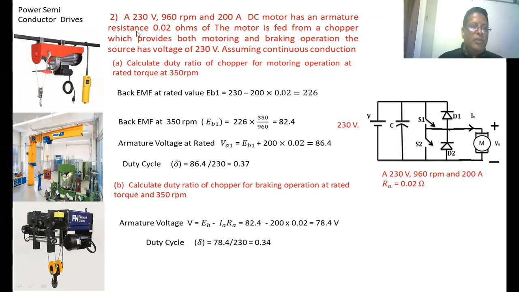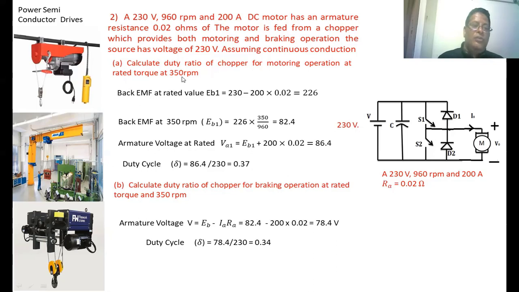On to the second numerical. A 220 volts, 960 RPM, 200 ampere DC motor has an armature resistance of 0.02 ohm. The motor is fed from a chopper which provides both motoring and braking operation, and the source voltage is 230 volts. Assume the load current is continuous. Calculate the duty ratio of the chopper for motoring operation at rated torque and 350 RPM.